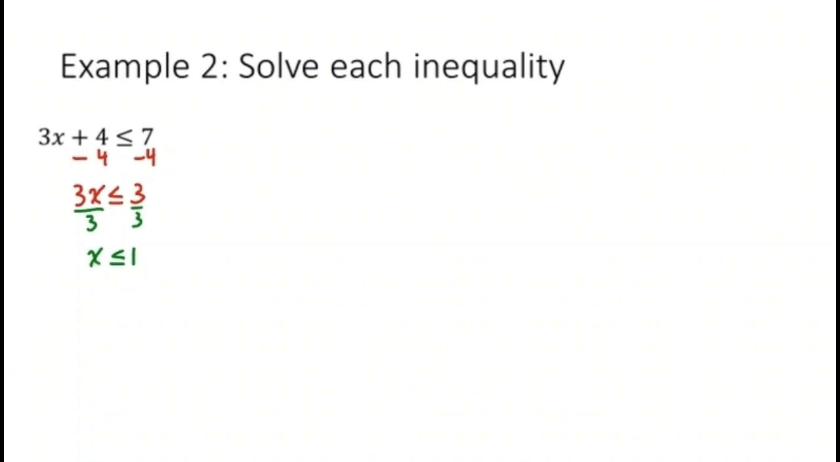We're dealing with values smaller than 1, so our interval is going to involve negative infinity and 1. And remember, negative infinity always gets a parenthesis. Since x can equal 1, we'll put a square bracket around 1. And this interval will represent the solution to our inequality.